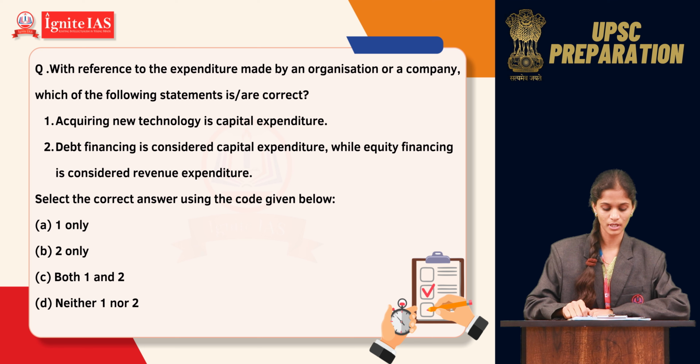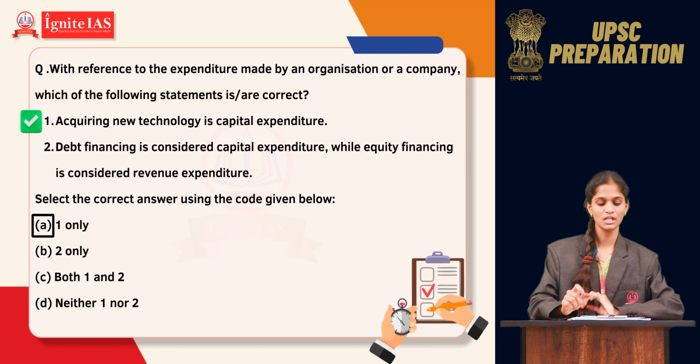Statement 1, acquiring new technology is capital expenditure. Statement 2, debt financing is considered capital expenditure while equity financing is considered to be revenue expenditure. Here option 1 is correct.